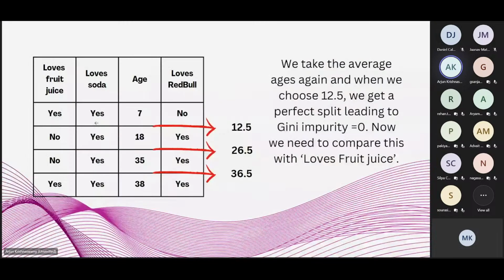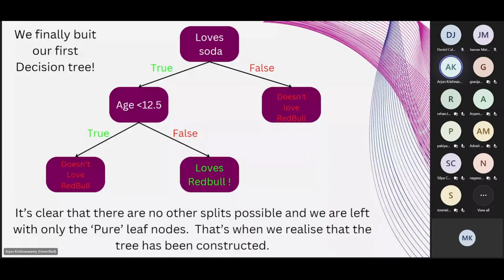So finally we get our tree. We started off with a data set consisting of people who like Red Bull and who don't like Red Bull, and we had features love soda, loves fruit juice, and age. We started off by choosing love soda as the root node because it had the lowest Gini impurity. And if that was true, we moved to age less than 12.5. And if that was true, all of them don't like Red Bull. If that was false, people like Red Bull. And if the original question was false, none of them like Red Bull. So finally, we have built our decision tree, and all of these are the leaf nodes or the pure nodes because we cannot split them further.